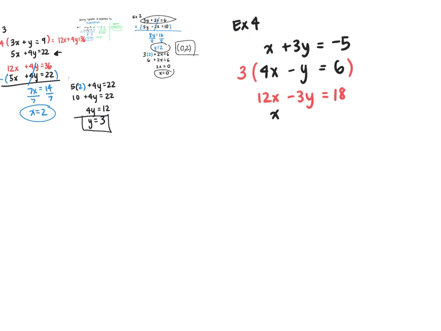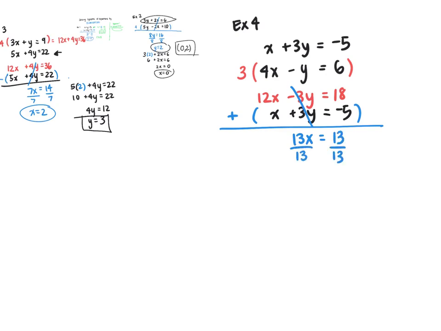Looking at the first, I'm just going to write the first equation under it. We can add these equations, because -3y plus 3y is 0, and we would eliminate the y's. So 12x plus x is going to give us 13x, and 18 minus 5 is going to give us 13, so divide by 13 on both sides, and we get x equals 1.